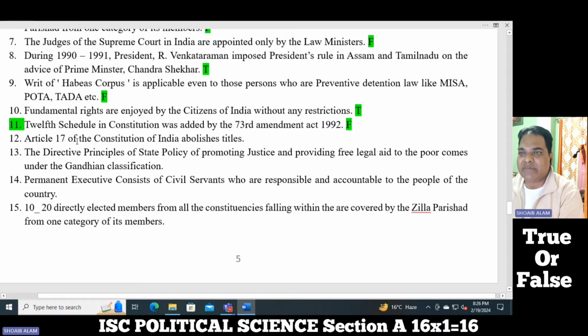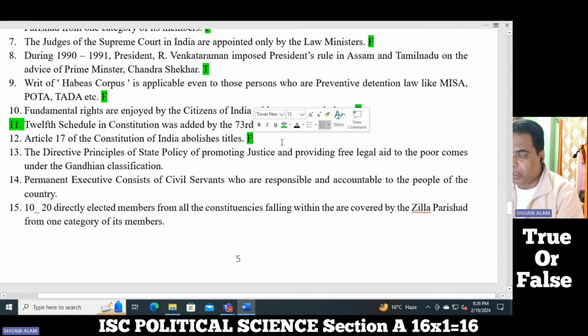Article 17 of the Constitution of India abolishes title. So it is false because Article number 18 abolishes title.